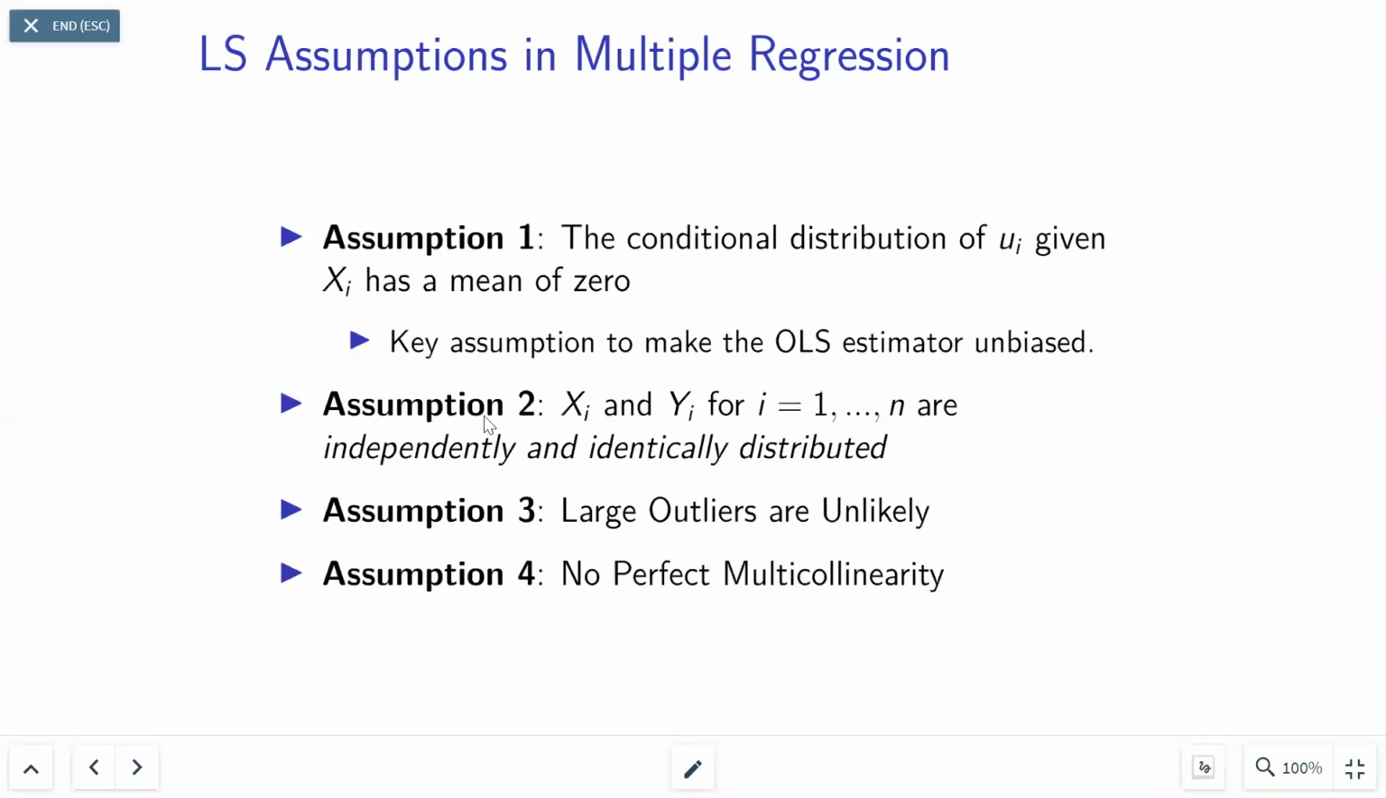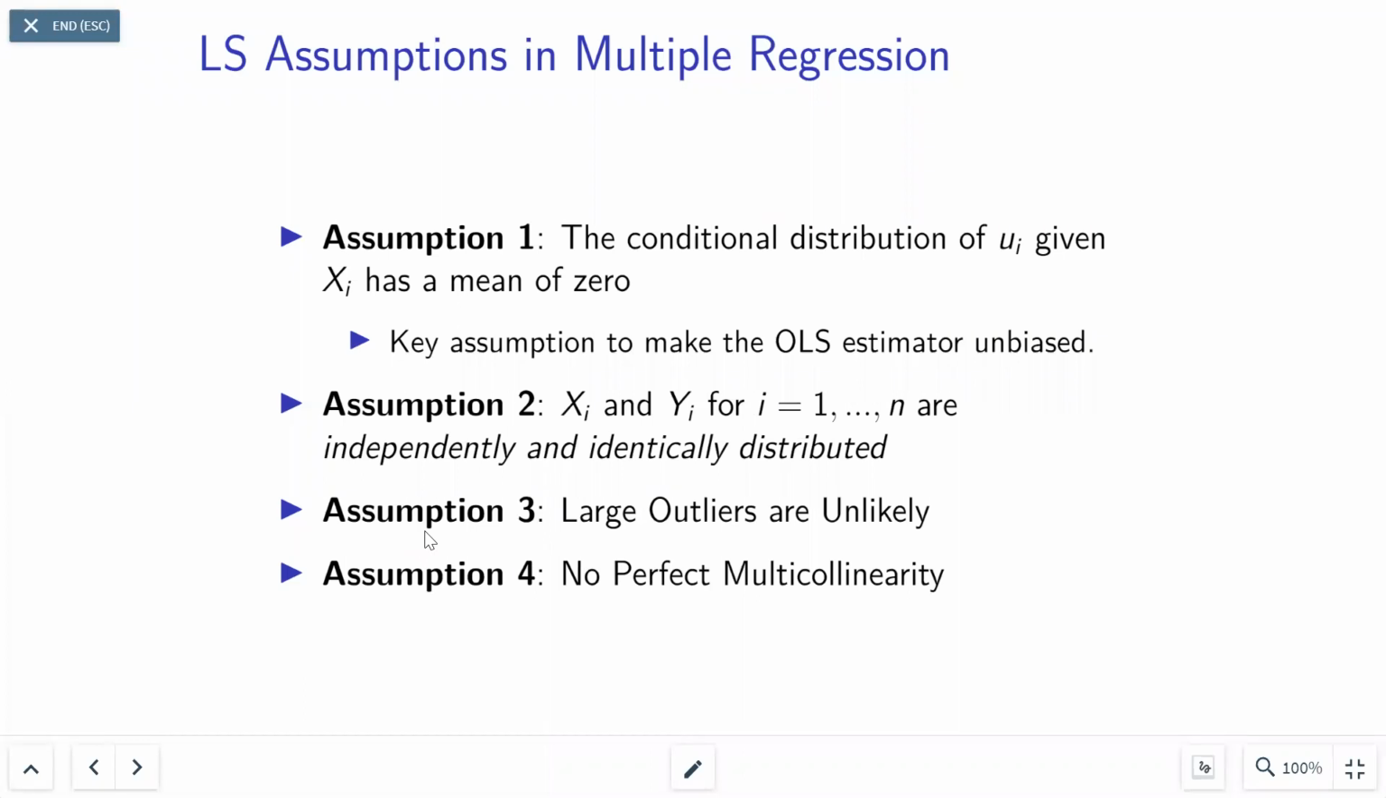The next assumption says that the distribution of X and Y variables are IID. This assumption is about the sampling process, and the sampling process is not something we worry about in economics and finance because we use observational data instead of experimental data. In observational data, the variables are always assumed to follow an IID distribution.